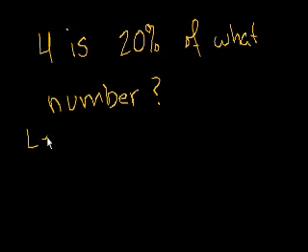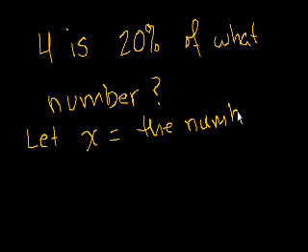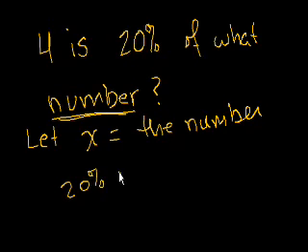So let x equal the number, or this number. Let x equal that number. And this problem says that 20% of x is equal to 4. I think now it's in a form that you might recognize.